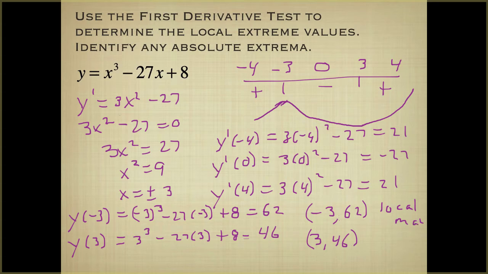And then we decrease down to where x is 3, and it's at y equals 46. This is our local min. And this does not have any absolutes because this is a cubic function, and on the left side it's going to go all the way to negative infinity, and it's going to be going all the way to positive infinity on the right side. That's again another use of the first derivative test, finding local extremes and absolutes.